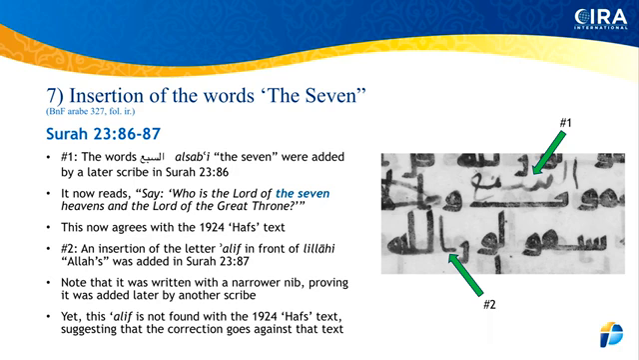And what is the word that they've added above the line? Look at number 1 there, the green arrow. What's the word that they've added there? This is the word. I'm going to highlight it. It's right here, and it's as-sab'a, the 7. Okay. So it used to say, who is the Lord of heavens and the Lord of the great throne. Which is okay to say it.